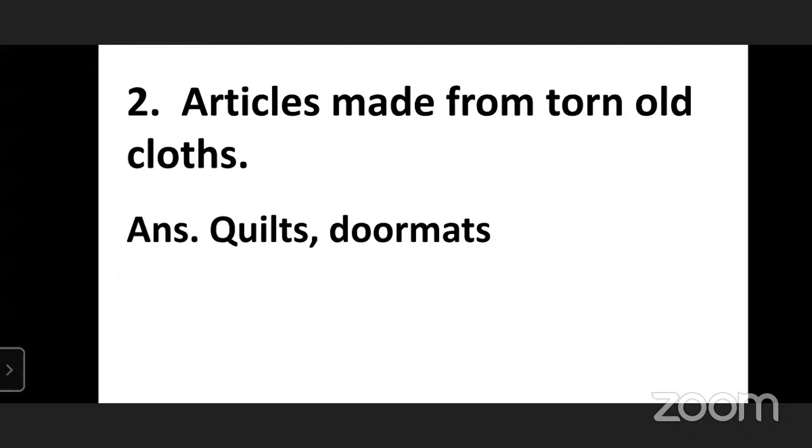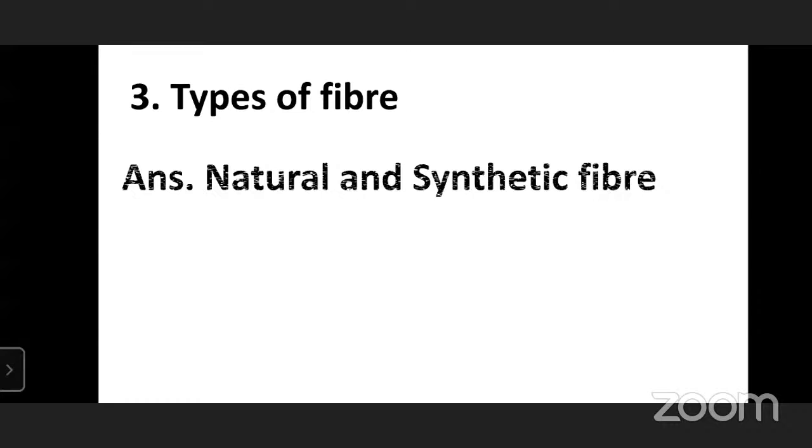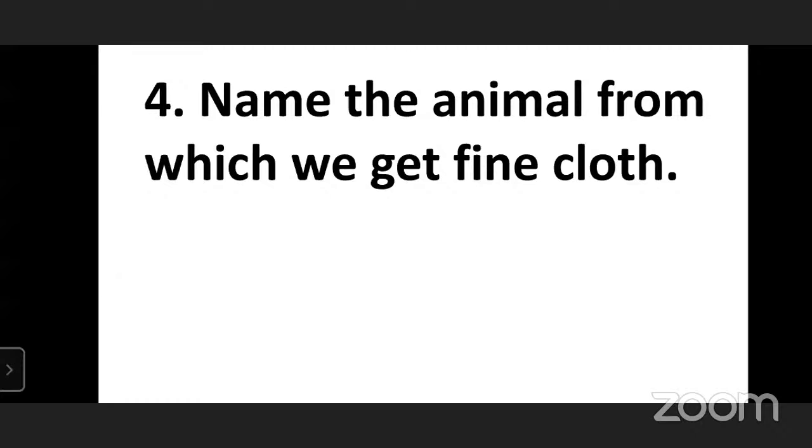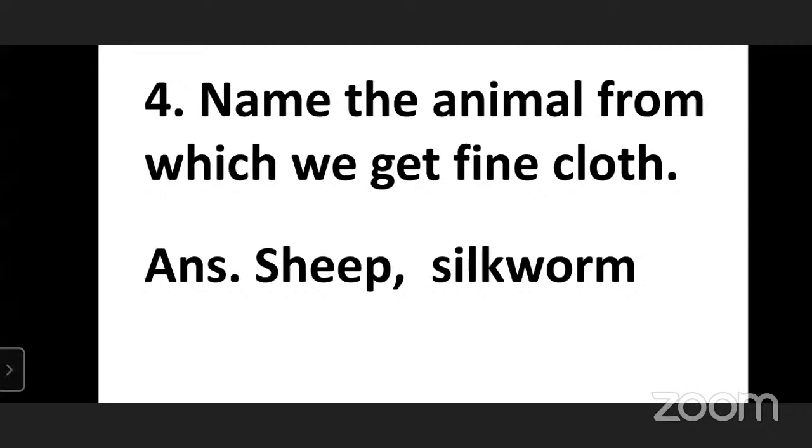And next, types of fiber. There were two types of fiber. Which are they? Natural fiber and synthetic fiber. Very good. Now, name the animal from which we get fine cloth. Sheep and silkworm. Very good.